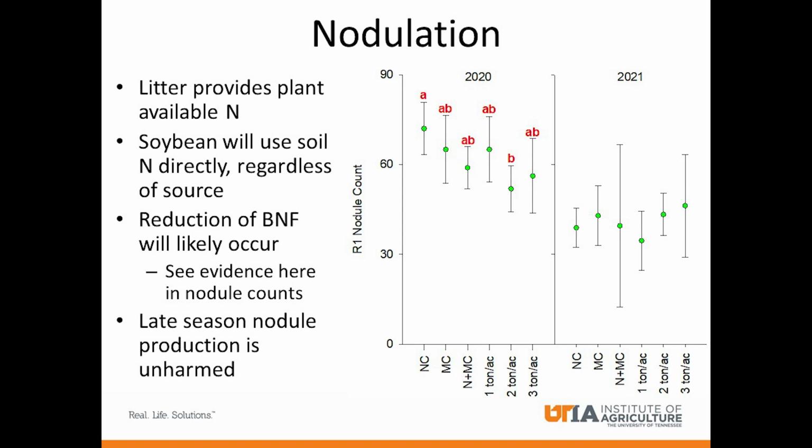And we saw this in most years that we did the study. This is just for one station and one set of plots here. We see a reduction in nodulation. What that tells us is that the soybean plant is using the litter nitrogen that we put out instead of producing its own nitrogen. So is that nitrogen then subject to loss? I don't think so.